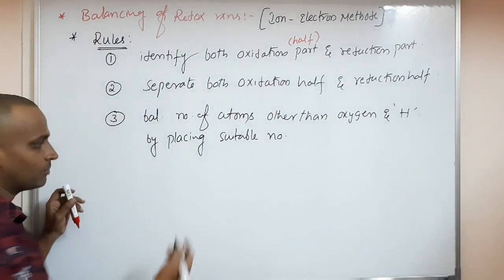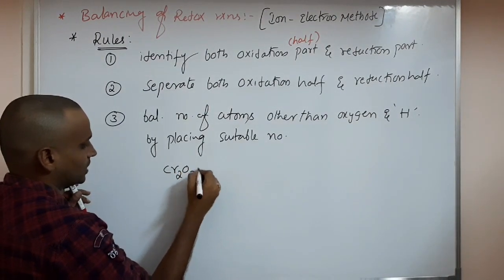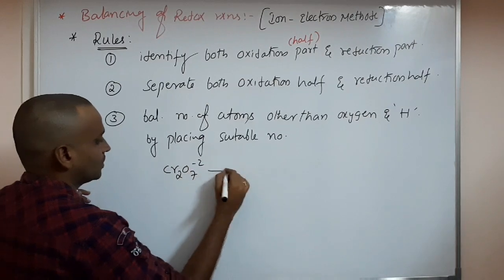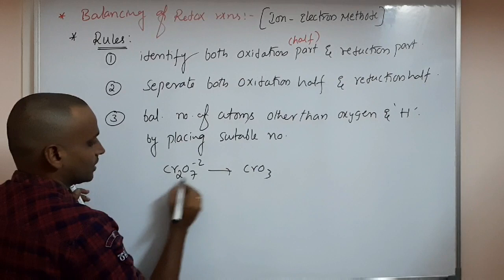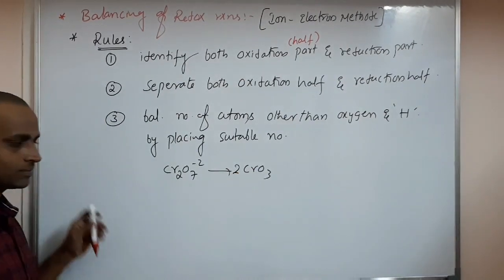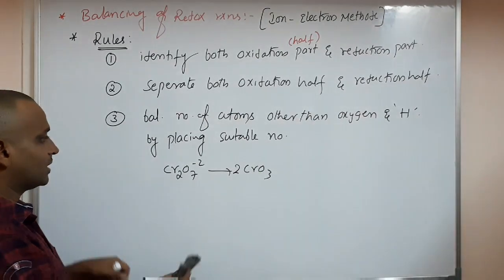By placing a suitable number. Suppose here Cr2O7 2-, okay, is converted to CrO3. So here two chromiums are there. Here one chromium is there. I will put 2 there like that. Okay, I will give an example. Don't worry. So like that we will balance.